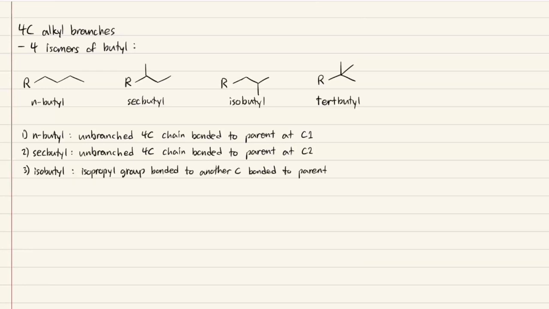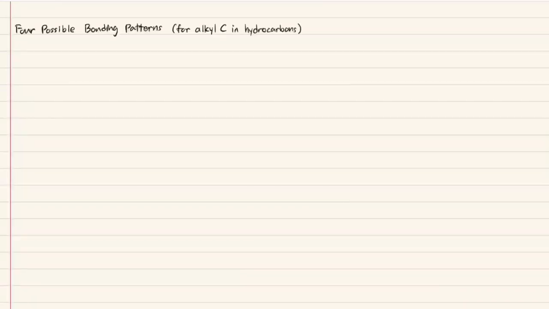The isobutyl group consists of an isopropyl group bonded to an additional carbon atom, forming a four-carbon group that is attached to the parent chain. The tert-butyl group has three methyl groups attached to a central carbon atom, which is also connected to the parent chain. Let's quickly discuss the four possible bonding patterns for alkyl carbons in hydrocarbons.